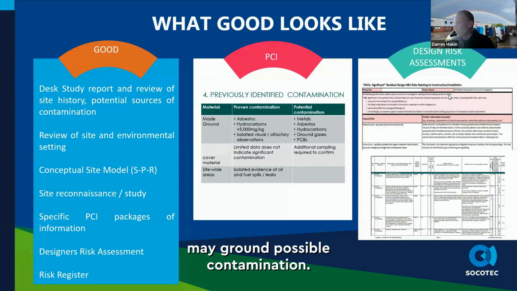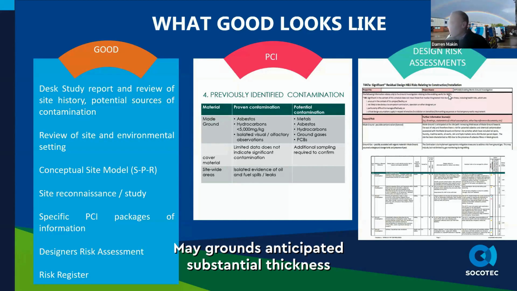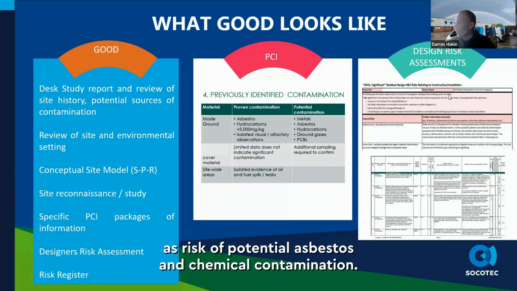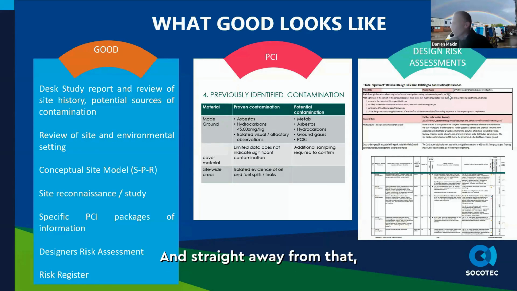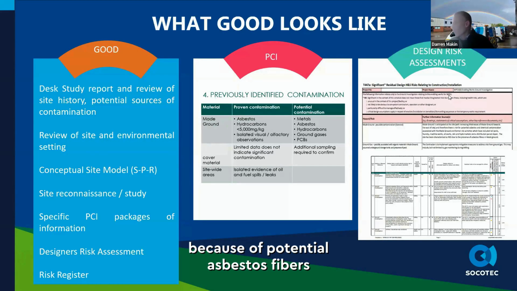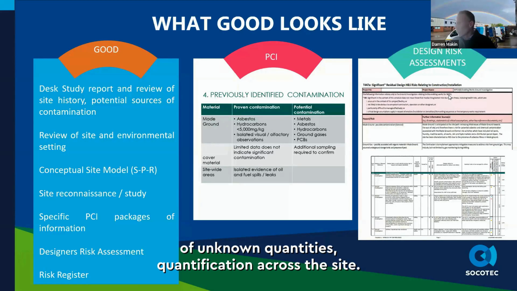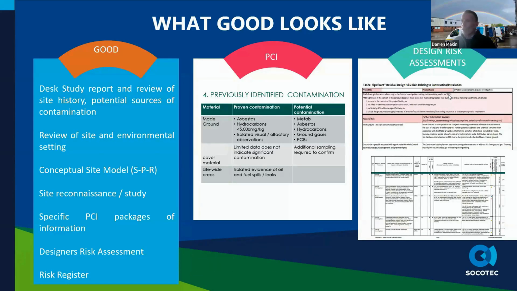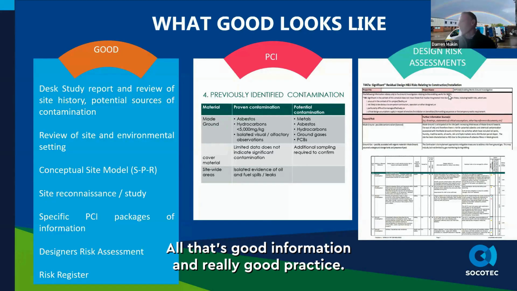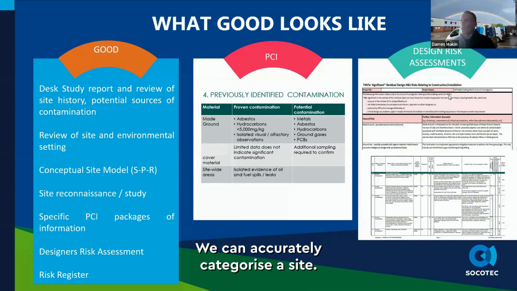Identified here, for example, made ground, possible contamination, made ground anticipated, substantial thickness, there's risk of potential asbestos and chemical contamination. And straight away from that, they've identified it as red because of the potential for asbestos fibres of unknown quantities, quantification across the site. All that's good information and really good practice. We can accurately categorise a site, and we know what we're dealing with.